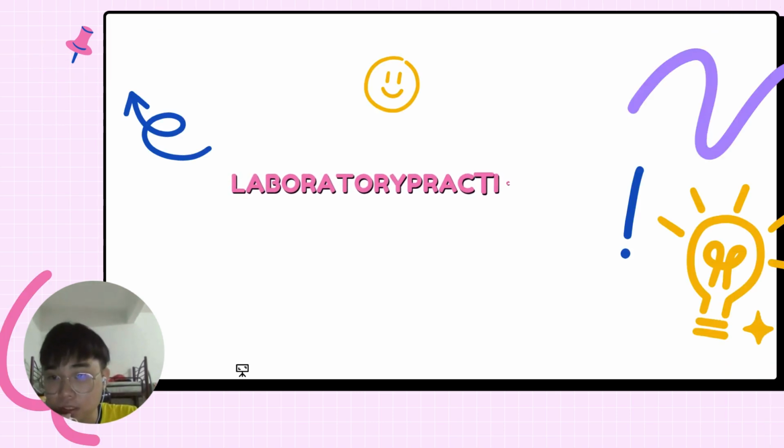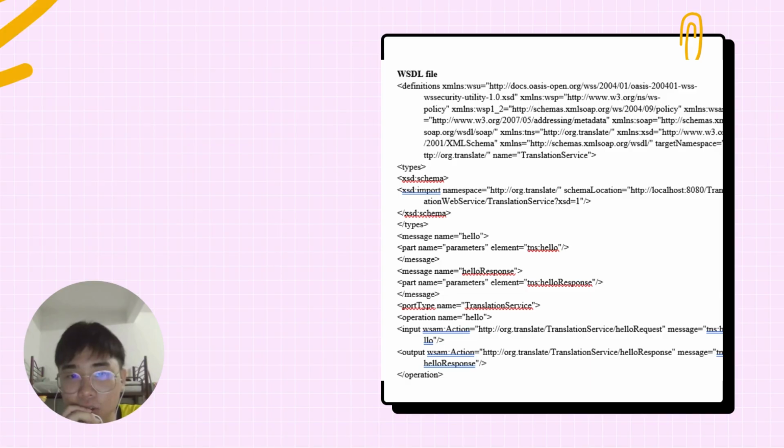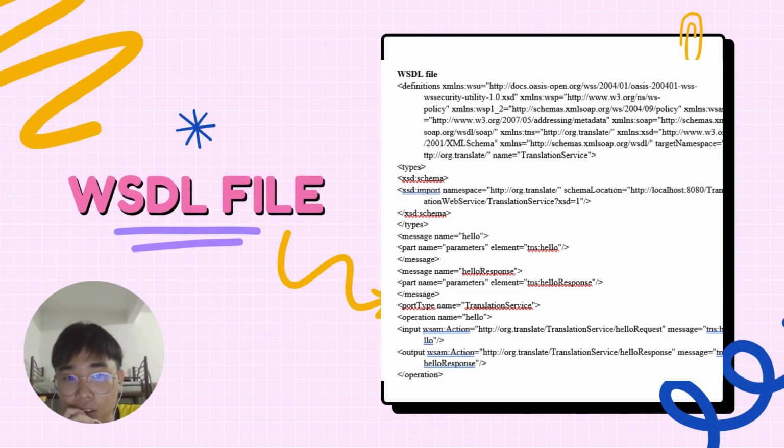So today I will be presenting about laboratory practical 5, understanding SOAP and the WSDL file. So I will talk about the WSDL file, and firstly is the definition element in my WSDL file, and the definition element's purpose is the root element of the WSDL document. Each attribute, for example, target namespace, defines the namespace for the WSDL elements, ensuring uniqueness. And secondly is a name that specifies the name of the web service.